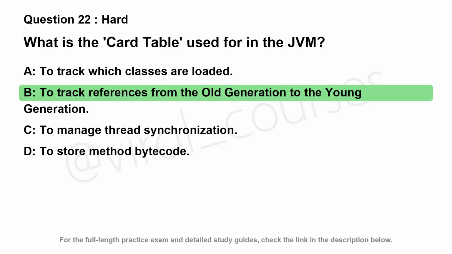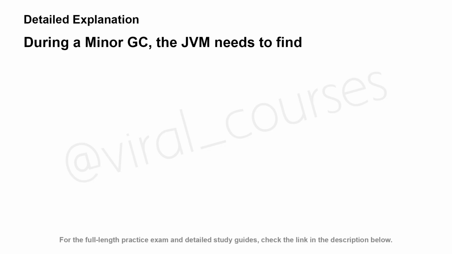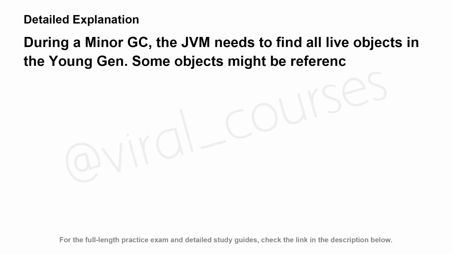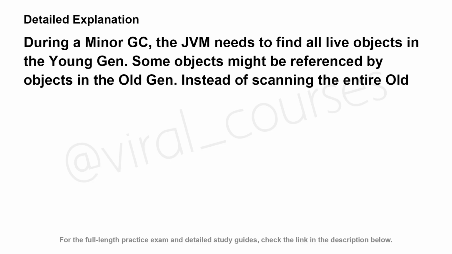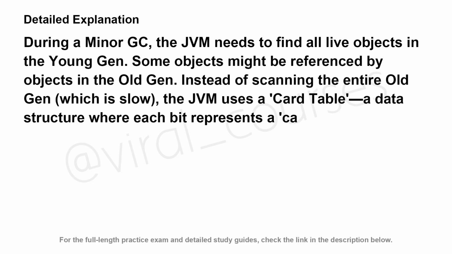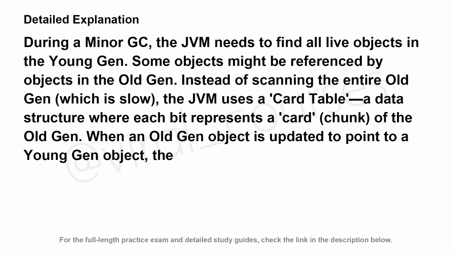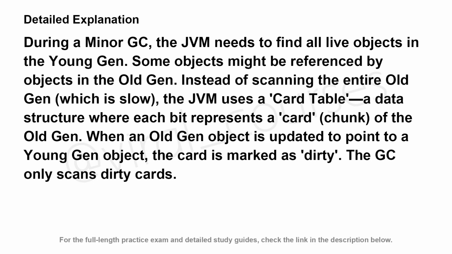The correct answer is B. During a minor GC, the JVM needs to find all live objects in the young gen. Some objects might be referenced by objects in the old gen. Instead of scanning the entire old gen, which is slow, the JVM uses a card table, a data structure where each bit represents a card, a chunk of the old gen. When an old gen object is updated to point to a young gen object, the card is marked as dirty. The GC only scans dirty cards.